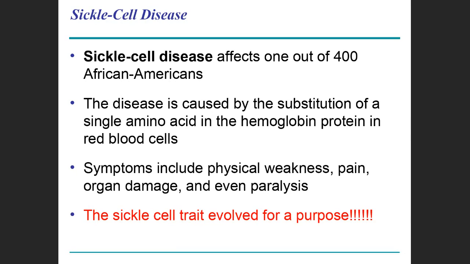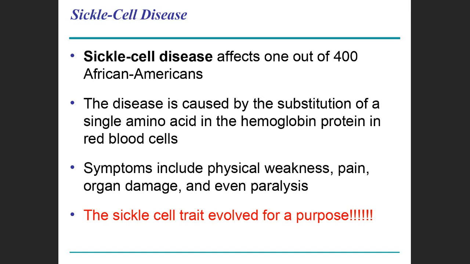Those red blood cells get stuck in capillaries and clog them, preventing normal blood cells from getting in there to deliver oxygen and remove the CO2, and it can lead to organ damage, organ failure, and death. It's caused by a single amino acid substitution in the hemoglobin protein. As a result, that changes the shape of the red blood cell and affects its ability to carry oxygen. The symptoms include physical weakness, pain, organ damage, paralysis, and in severe cases, death.